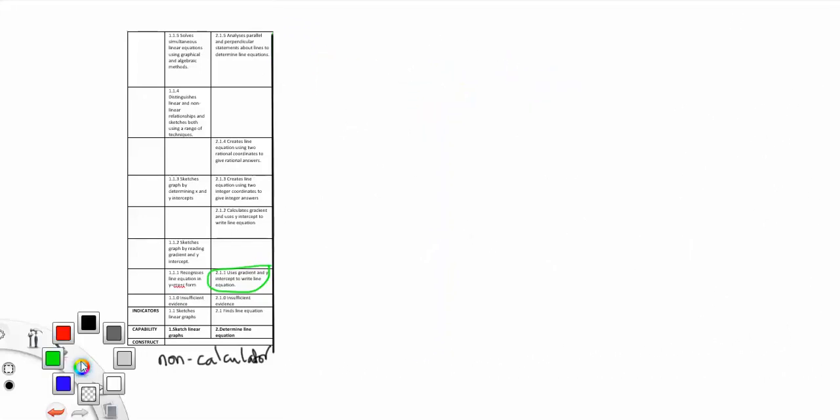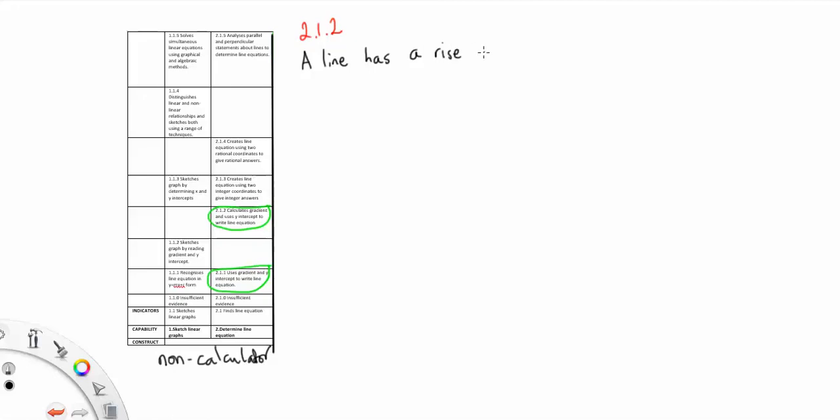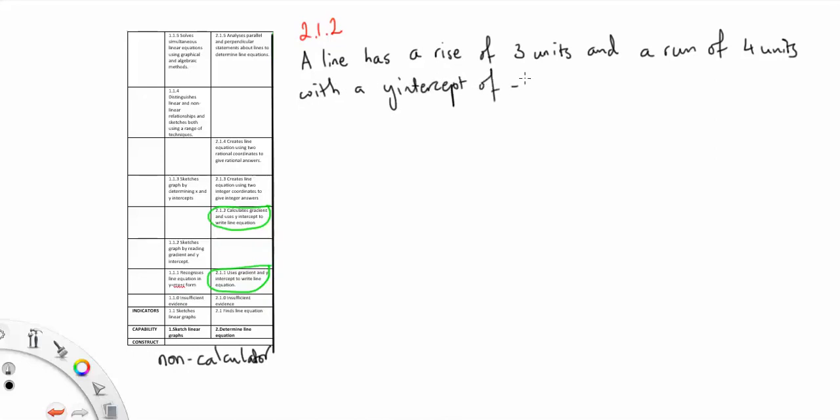Next, getting more complicated, we have calculates gradient and uses y-intercept to write line equation. What's this talking about? So we're getting a bit trickier. So a question might say a line has a rise of 3 units and a run of 4 units with a y-intercept of -10. Write the line equation.